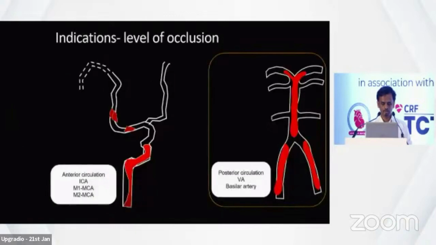So we can do it in the anterior circulation, in the ICA. In the left image you can see the internal carotid artery, middle cerebral artery, M1 and M2. And in the posterior circulation, we can go up to the basilar top and probably into the proximal PCAs. So these are the target sites that we can chase.